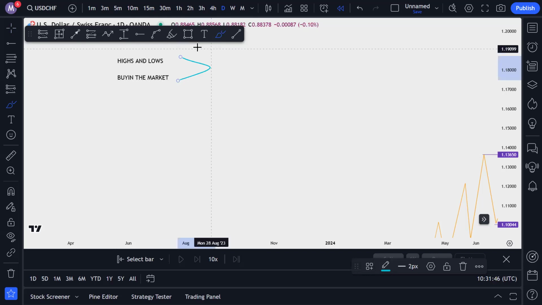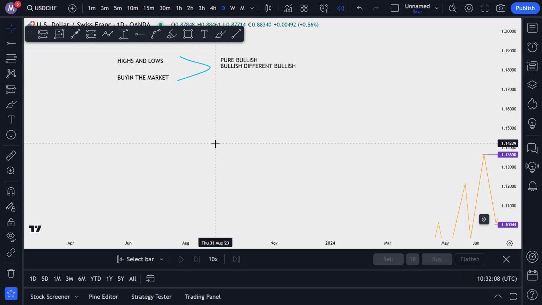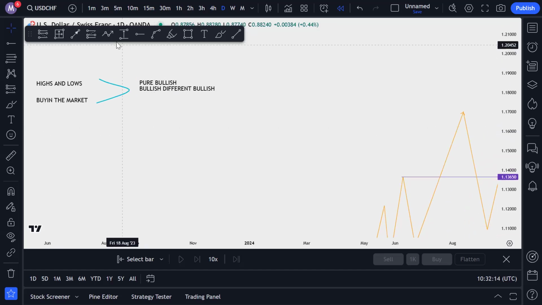First, we have the pure bullish, and also we have the bullish differentiating. Those are the only two kinds of bullish trend we have. So how does a pure bullish look like? A pure bullish looks like this.